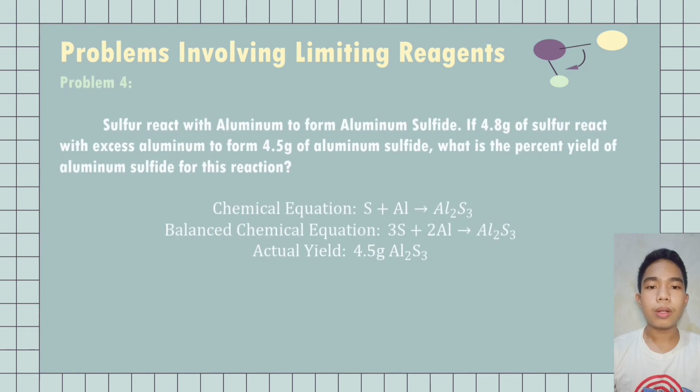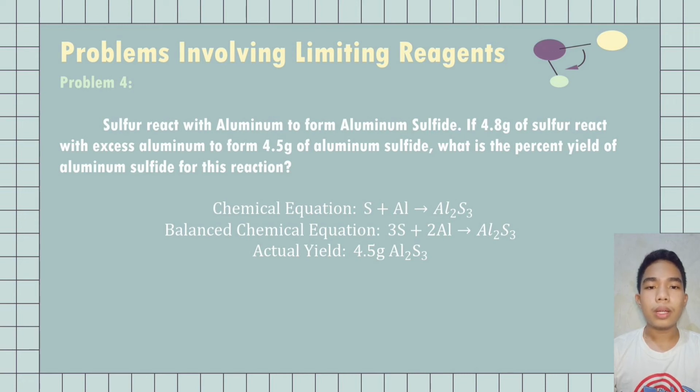Problem number 4. Sulfur reacts with aluminum to form aluminum sulfide. If 4.8 grams of sulfur reacts with excess aluminum to form 4.5 grams of aluminum sulfide, what is the percent yield of aluminum sulfide for this reaction?